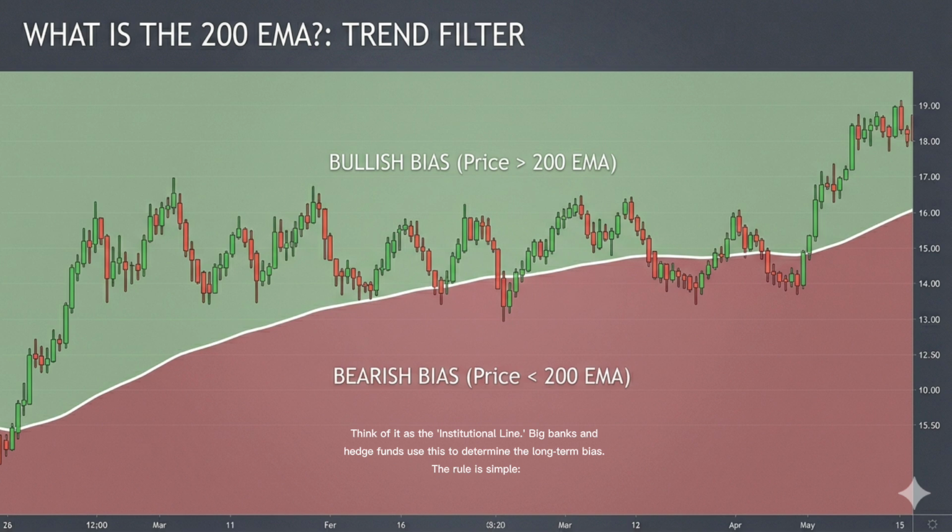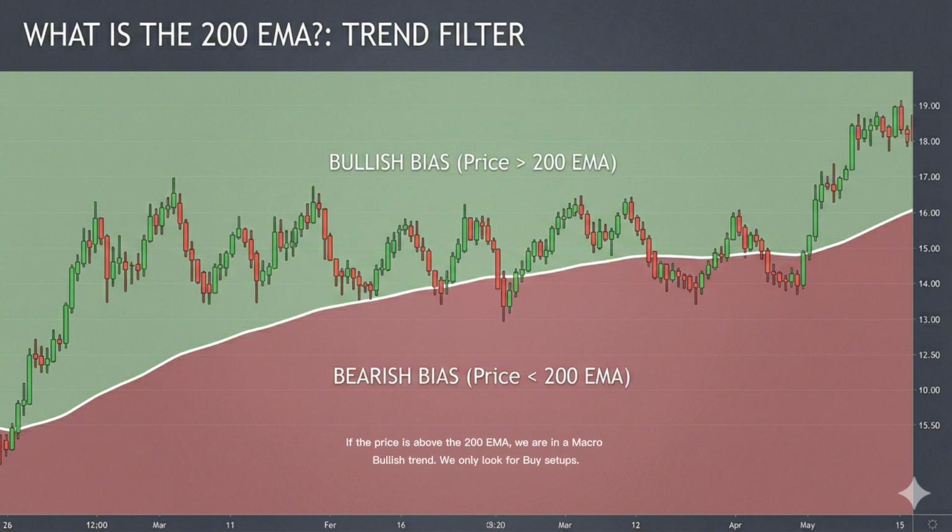The rule is simple. If the price is above the 200 EMA, we are in a macro bullish trend. We only look for buy setups. If the price is below the 200 EMA, we are in a macro bearish trend. We only look for sell setups. By following this one rule, you stop fighting the market and start swimming with the tide.